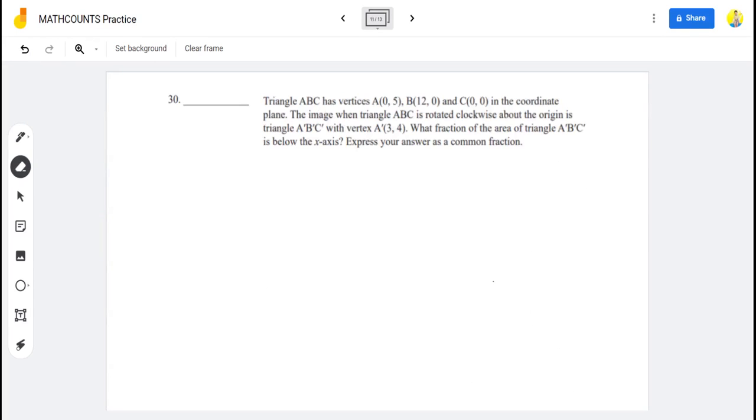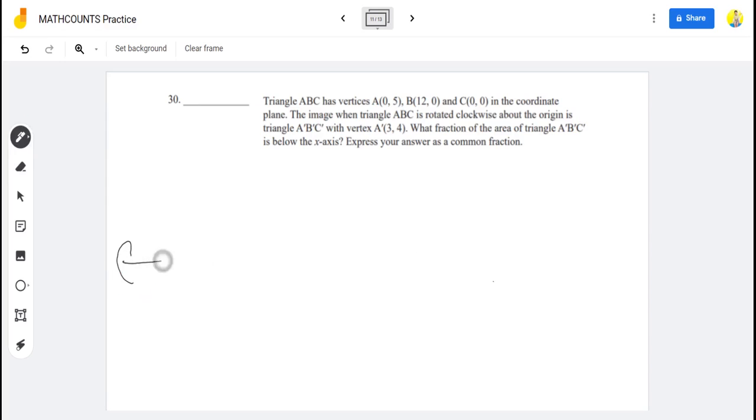Question number 30. This is the last question. Triangle ABC has vertices A at (0, 5), B at (12, 0), and C at (0, 0) in the coordinate plane. The image when triangle ABC is rotated clockwise about the origin is triangle A'B'C' with vertex A' at (3, 4). What fraction of the area of A'B'C' is below the x-axis? Express your answer as a common fraction.